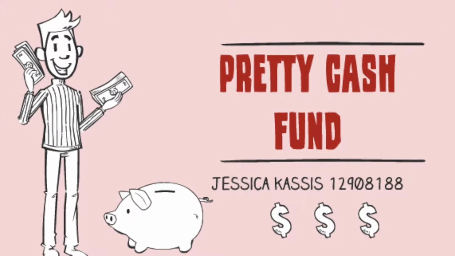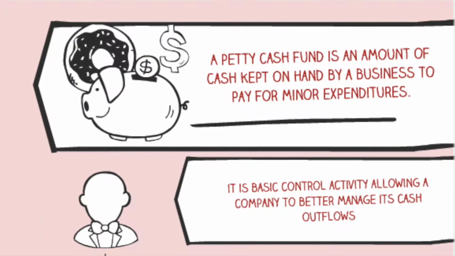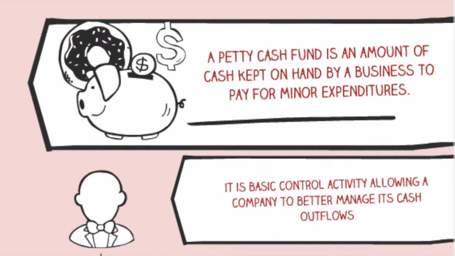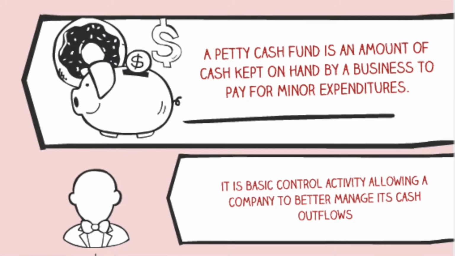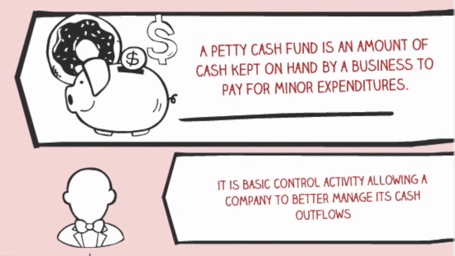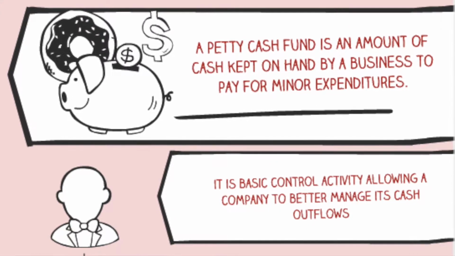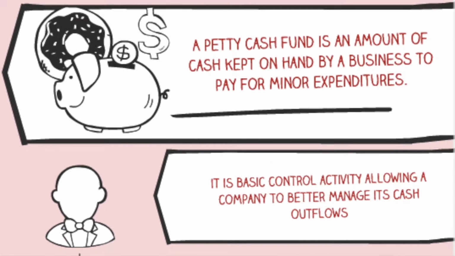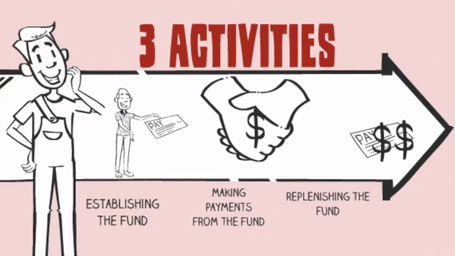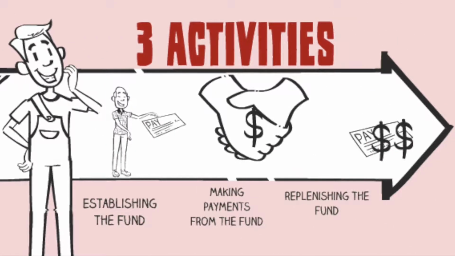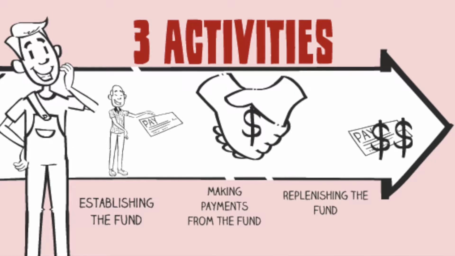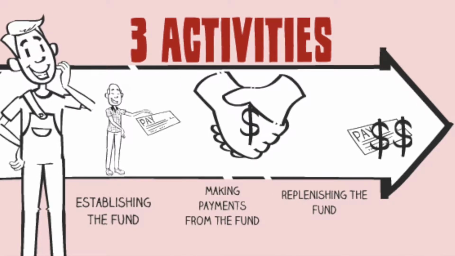Introduction to petty cash. A petty cash fund is an amount of cash kept on hand by a business to pay for minor expenditures. It can include things such as postage or office supplies. It is a basic control activity allowing a company to better manage its cash outflows. It involves 3 activities: establishing the fund, making payments from the fund, and replenishing the fund.